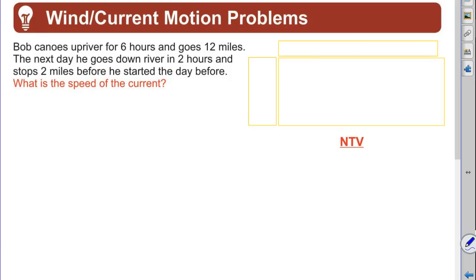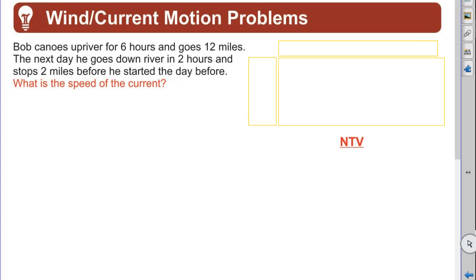And the quick review for wind current motion problems. All right, so we're going to solve these with a system of equations, and I'm going to try to do a quick review. We'll see. All right, Bob canoes upriver for 6 hours and goes 12 miles. The next day he goes downriver in 2 hours and stops 2 miles before he started the day before. What is the speed of the current?